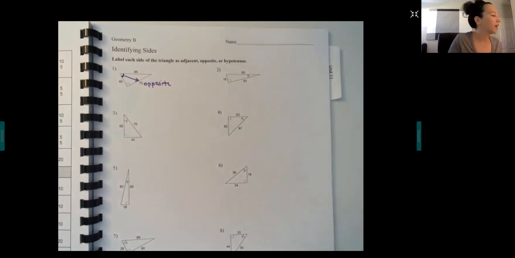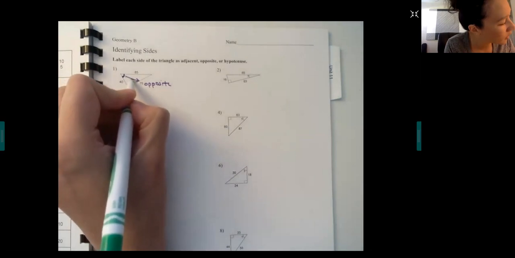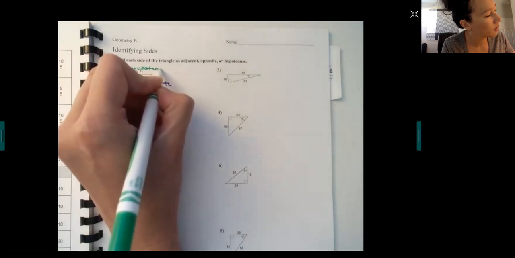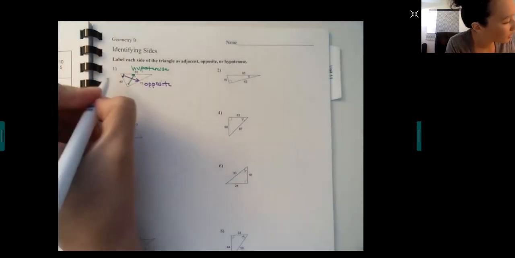Then we'll label the hypotenuse, which is the side across from the 90-degree angle. So here's our 90-degree angle, which makes this our hypotenuse. The only side that's left is our adjacent, which is the side next to the angle.